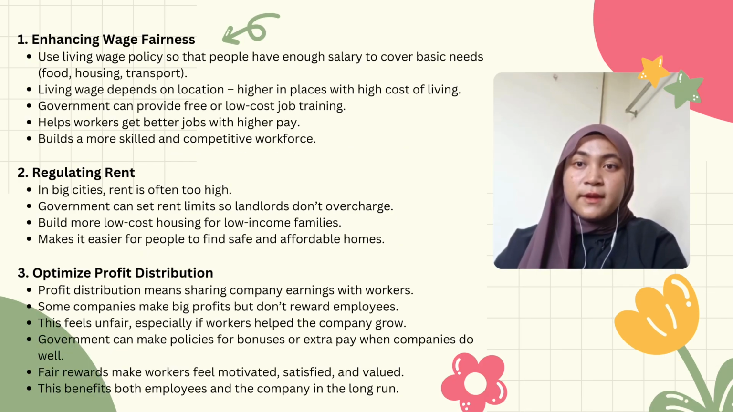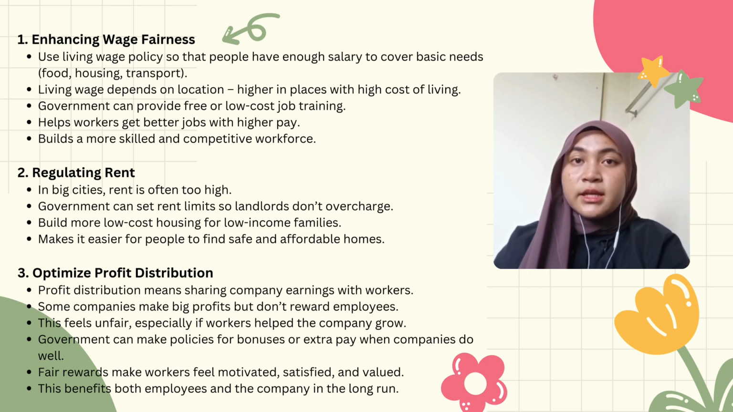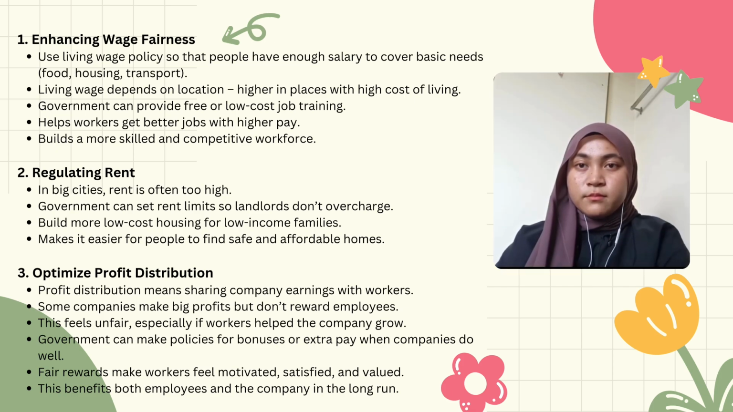First, enhancing wage fairness. Wage fairness can be improved by introducing a living wage, which covers basic needs like food and housing. Since living costs vary by location, wages should be adjusted accordingly. The government can also provide free or low-cost job training to help workers gain skills and get better paying jobs. Second is regulating rent. To make housing more affordable, the government can limit rent prices and build low-cost housing. This helps low-income families find safe and affordable homes, especially families who live in expensive cities.